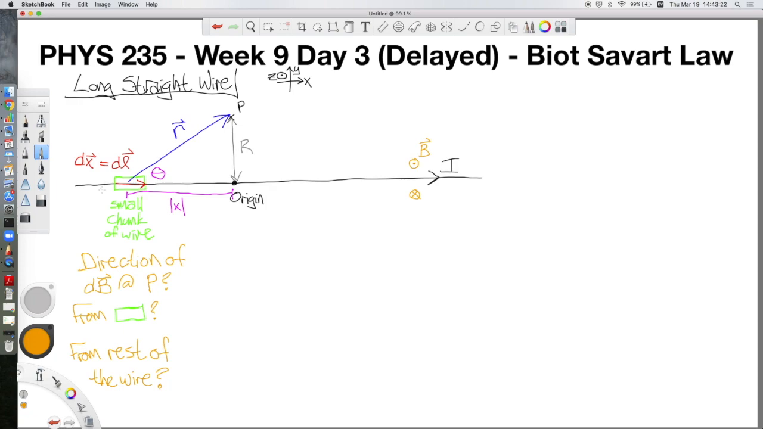So for our small chunk that we're considering that's boxed in green, we will have a magnetic field directed out of the board at point P. And that is what we call dB, the small chunk of the total magnetic field created from this small chunk boxed in green. And it turns out, from the rest of the wire, we get that same direction of the magnetic field at point P. So we have a nice, easy direction of our magnetic field. We can say for sure that the magnetic field at point P is in the positive Z direction.